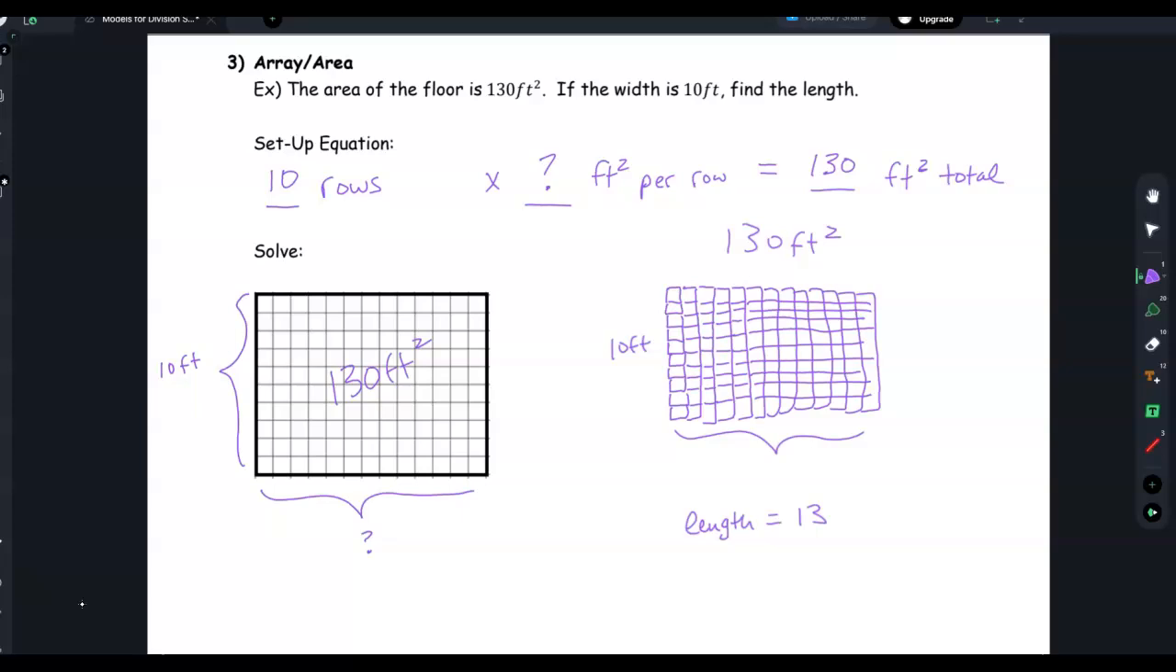Again, I could just do 130 divided by 10, but I could use the picture to find that answer. So my length is 13, and since this is a story problem, it has units. In this case, 13 feet is the answer. You could also say 13 square feet per row, if I stick with exactly the way we did it, since our unknown value was the number of square feet per row. However, since they asked to find the length, I would probably write it as 13 feet. So technically either is correct.